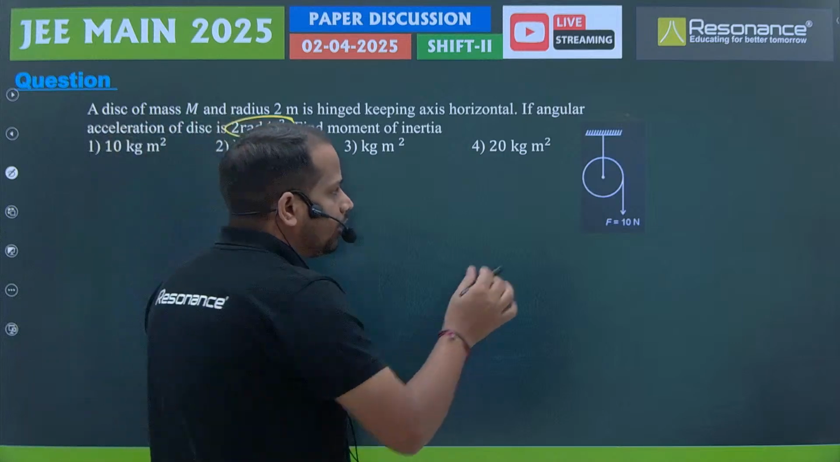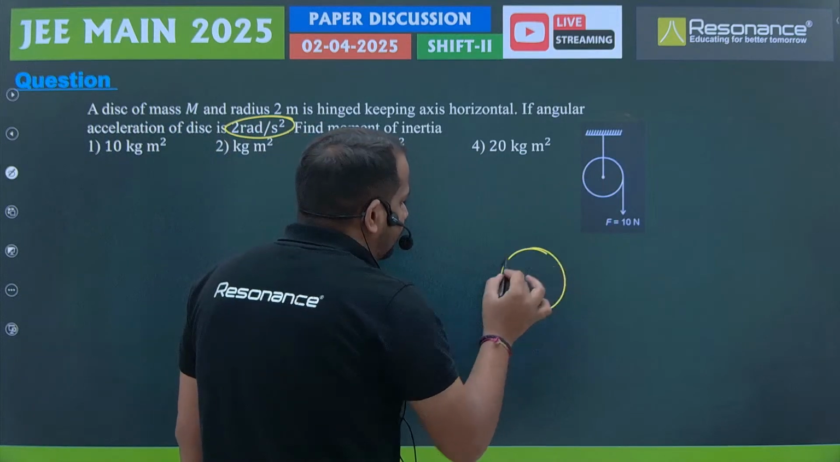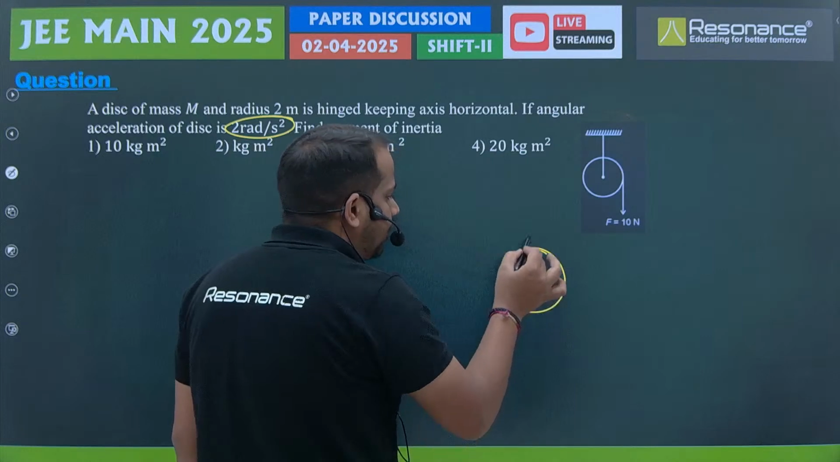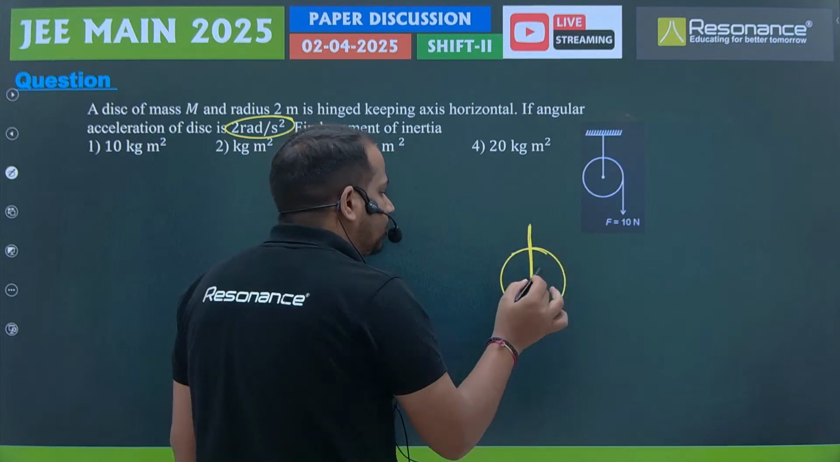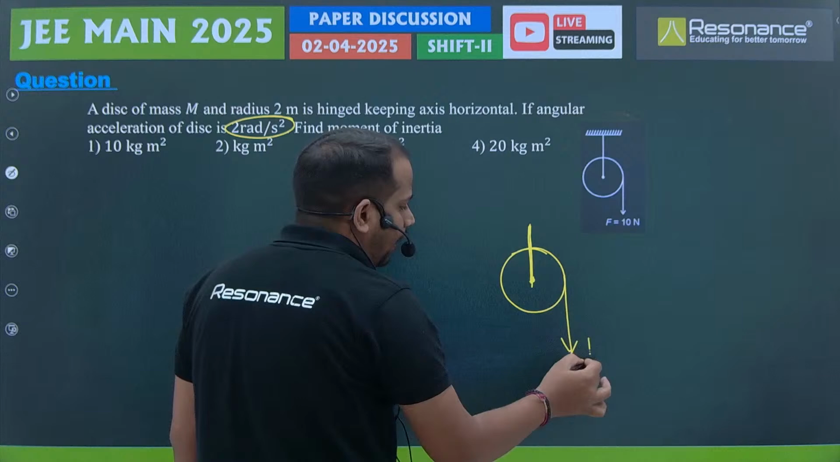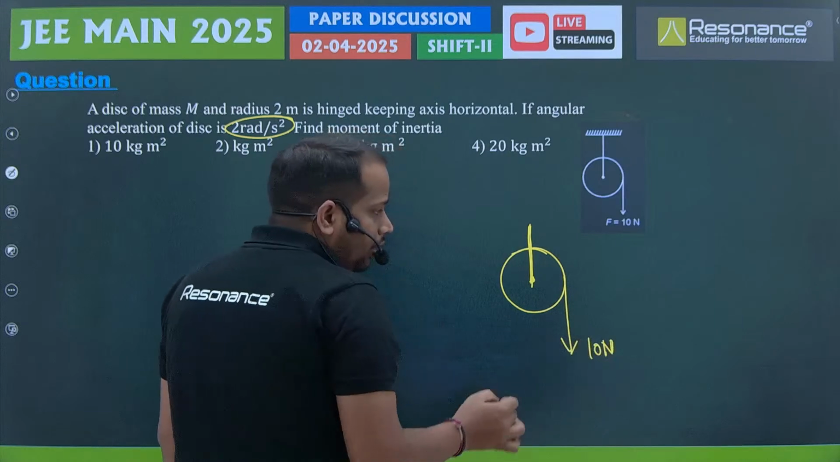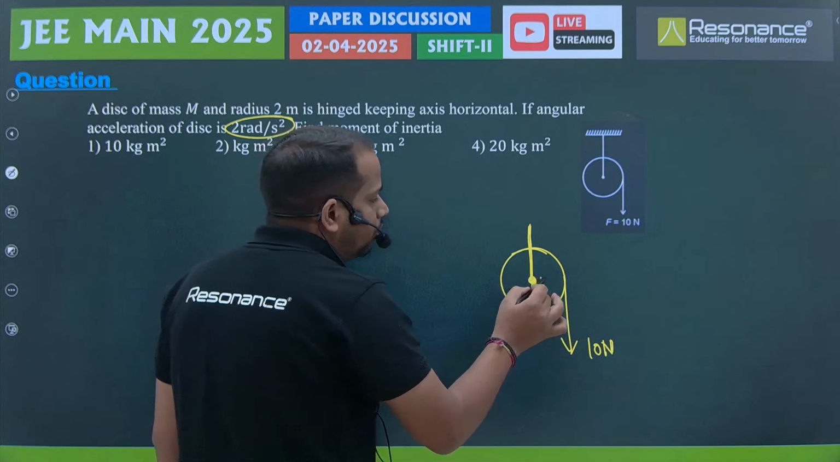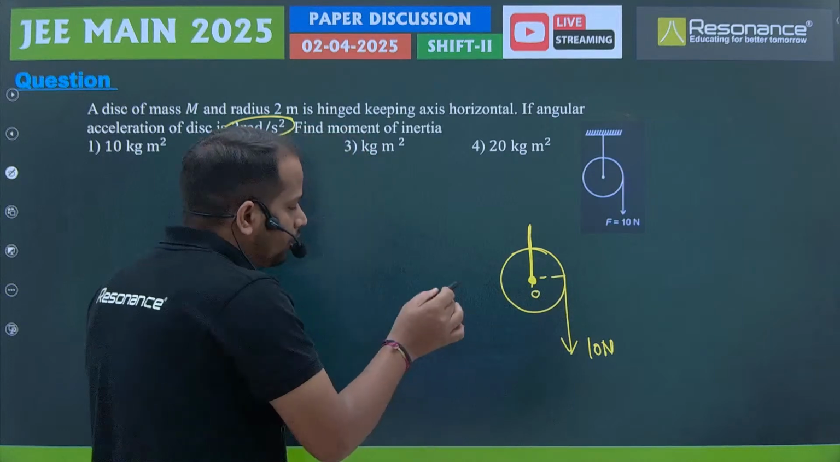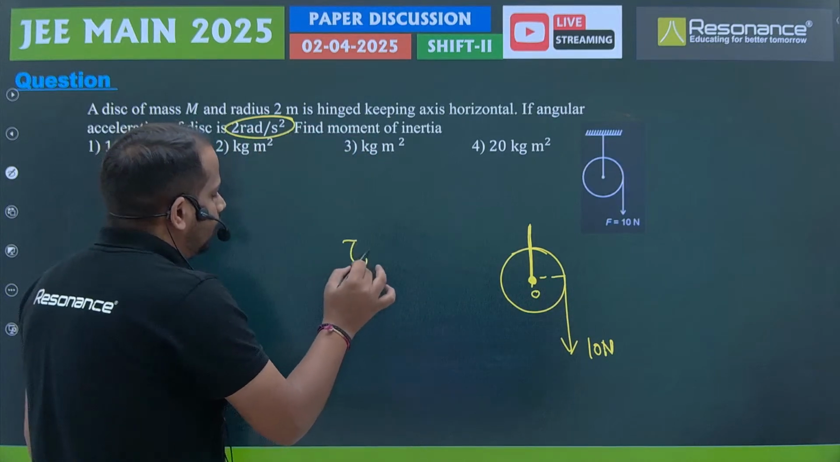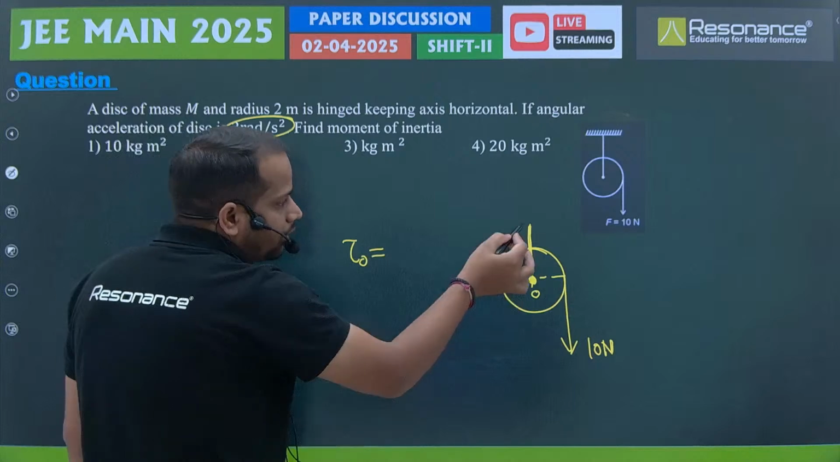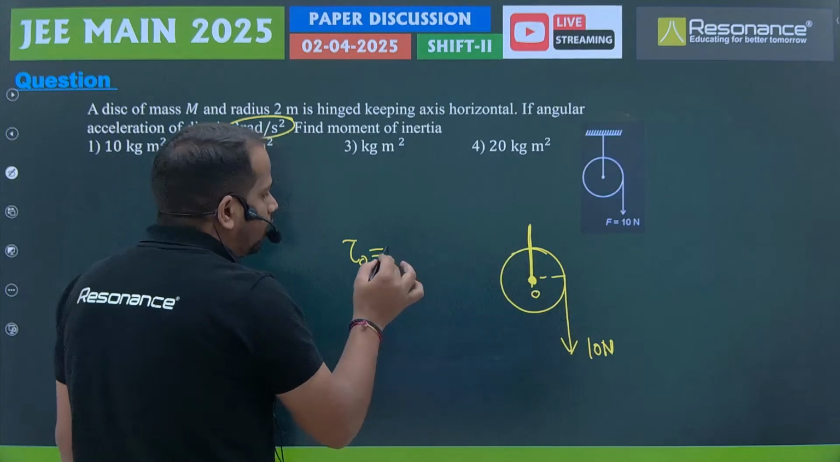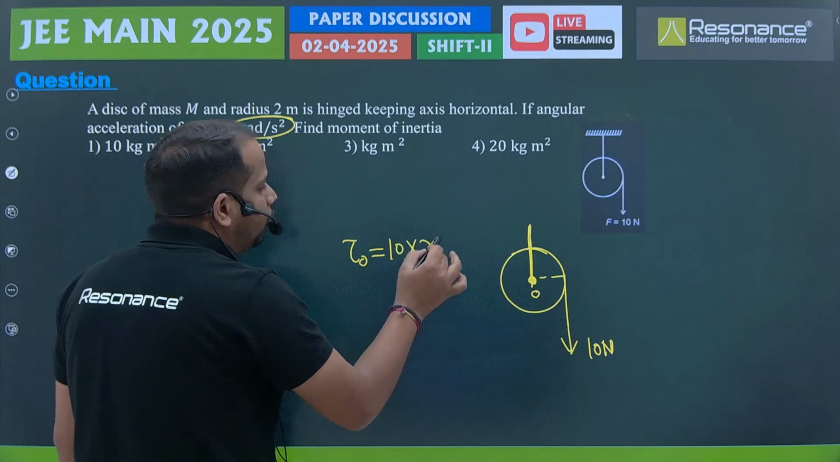If we consider this one, you can just imagine this is the hinge point we have, right? There is a force acting of 10 Newton over here. So can we have a torque about this hinge point? Let's say this is O. What is the torque about O? The torque of the hinge force is 0. What is the torque of this one? This is 10 into R, right?